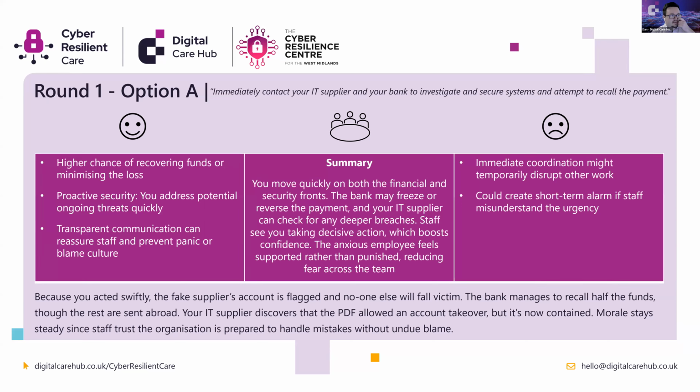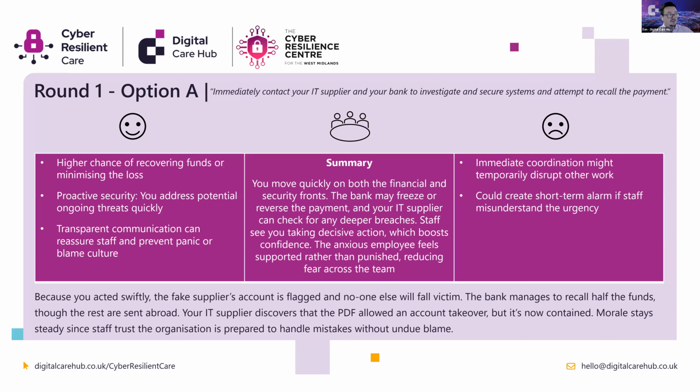And then at the bottom, we've got the consequences of the action if we would have chosen that option. So the summary: we move quickly, both on financial and security fronts. The bank freezes or reverses the payment potentially, and the IT supplier can check for any deeper breaches. The staff feel encouraged because we've taken some decisive action, and the anxious employee feels supported rather than punished, which reduces that fear across the team.